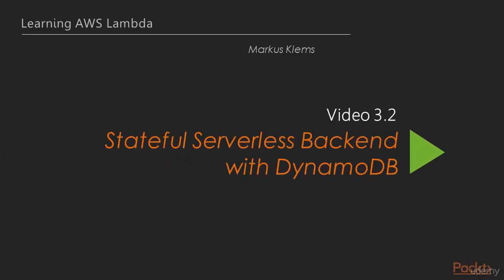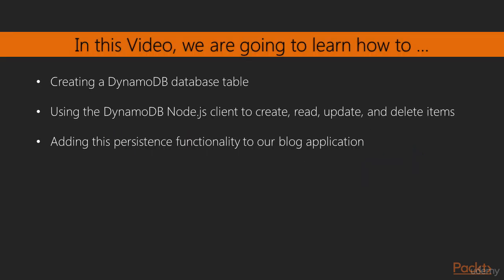In the previous video, we created a stateless web application. Now we are going to add a database to our backend. For this purpose, we will create a DynamoDB database table and then use the DynamoDB Node.js client to create, read, update, and delete items. And we will add this functionality to our little blog application.